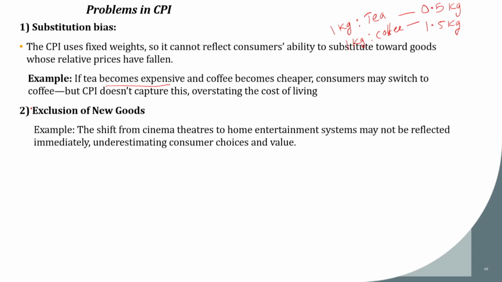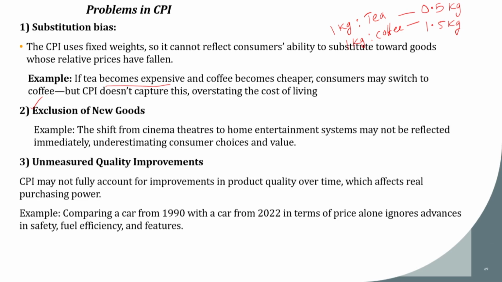And the second problem with the CPI is that it excludes new goods in the market. For example, the shift from cinema theaters to home entertainment systems may not be reflected immediately, thus underestimating consumer choices and value when we are using CPI. Because, as I mentioned, CPI uses a fixed basket of goods and services.